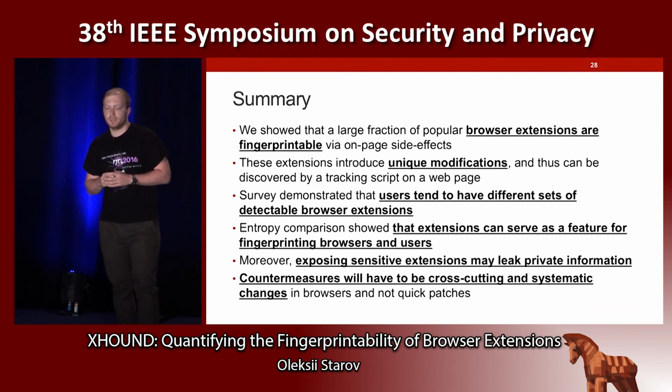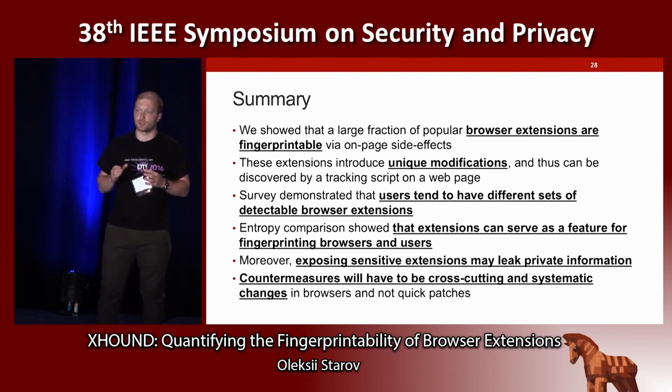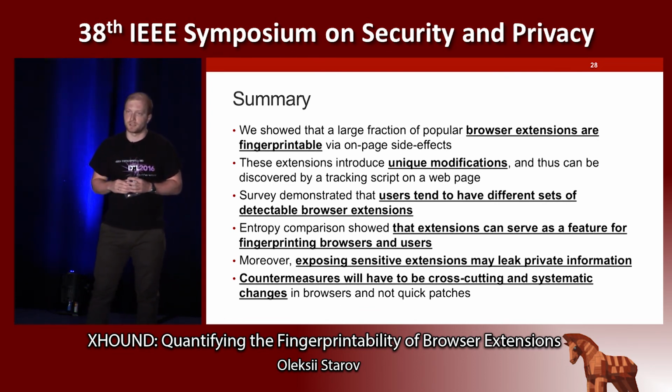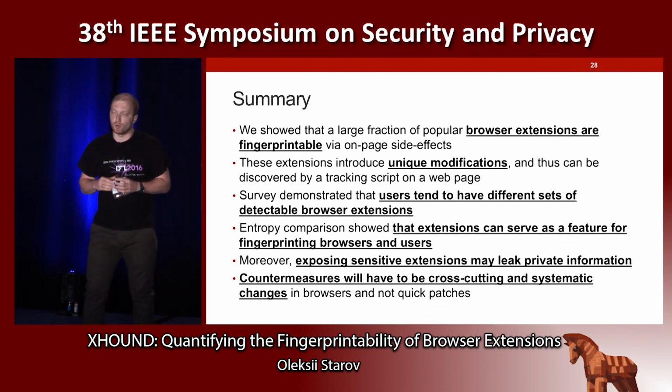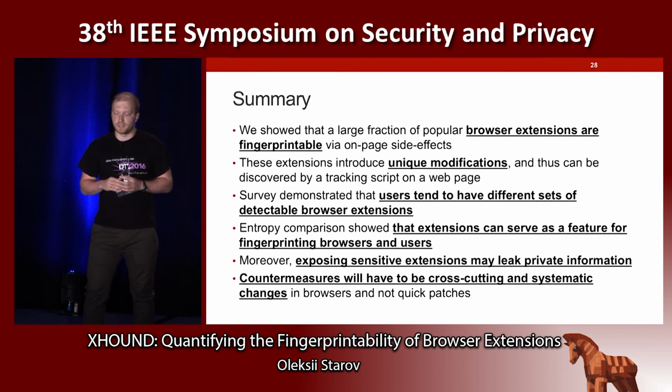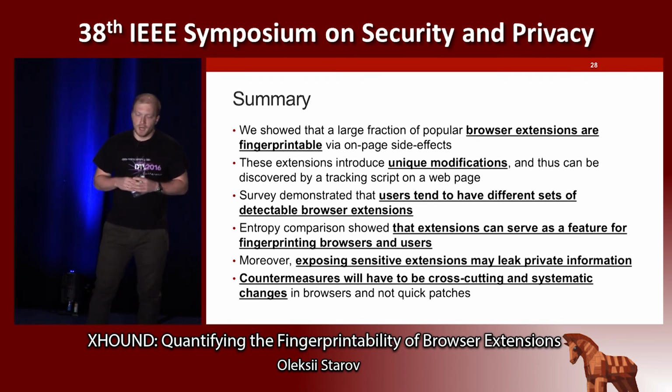To summarize, we showed that a large fraction of popular browser extensions in the market are fingerprintable. They tend to introduce unique modifications, and they can be uniquely identified and found on web pages by web pages. And we demonstrated that survey audiences tend to have different sets of fingerprintable extensions, especially if you consider more technical audiences. Entropy comparison also showed that extensions can serve as a feature for fingerprinting browsers and users.